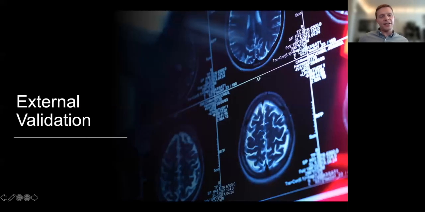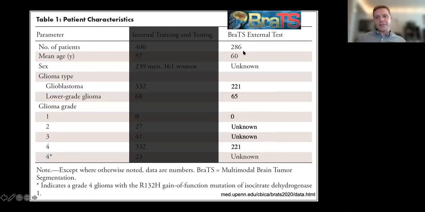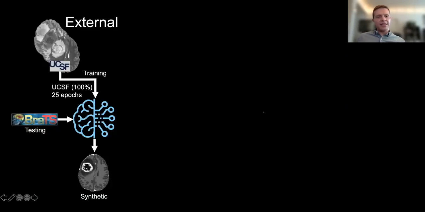Okay, so the last thing I want to touch on is our external validation. For this, we took an external data set, the brain tumor segmentation challenge data set from 2020. This is a publicly available data set. We took 286 of these cases, of which 221 were glioblastomas and 65 were lower grade gliomas. And we looked at these in two different ways.